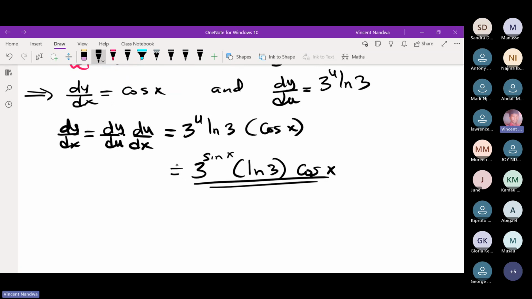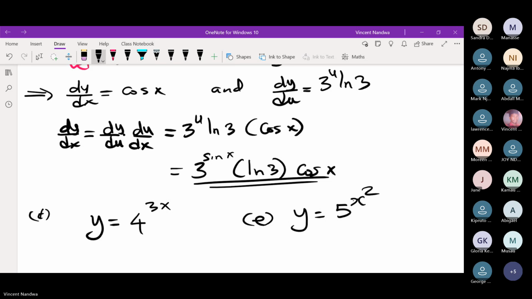Then I want you to try this. What is the derivative of the function y equals 4 raised power 3x? And another one, y equals 5 raised power x squared. So follow the same process and in 2 minutes' time find dy dx for these two functions. Once you are done, you unmute and then say the answer.